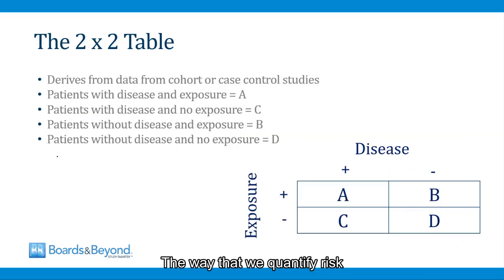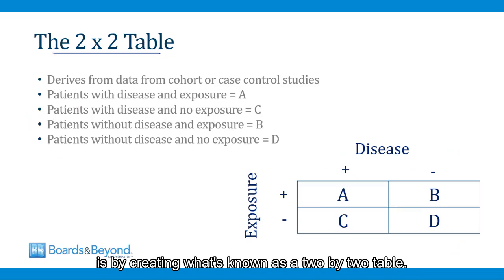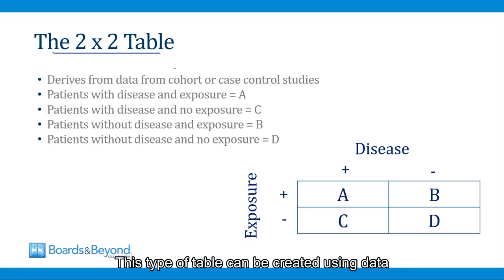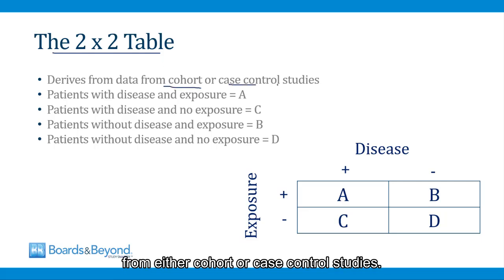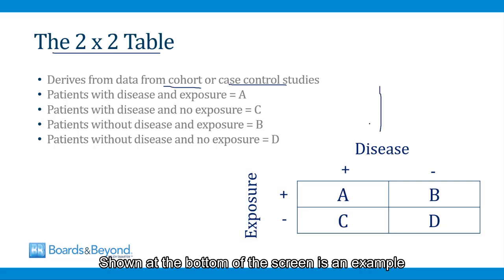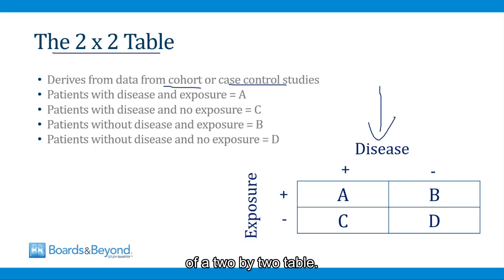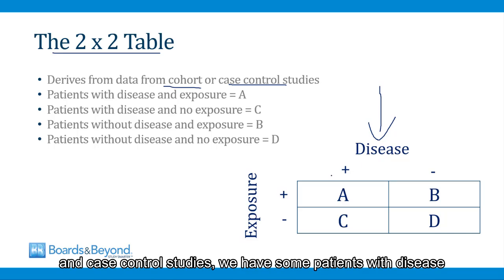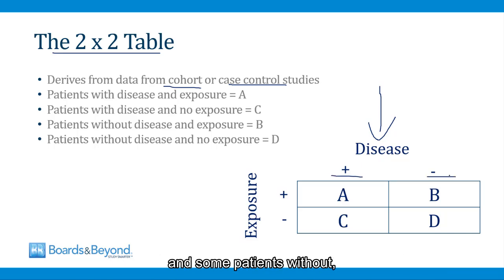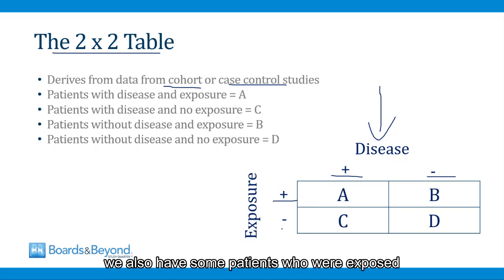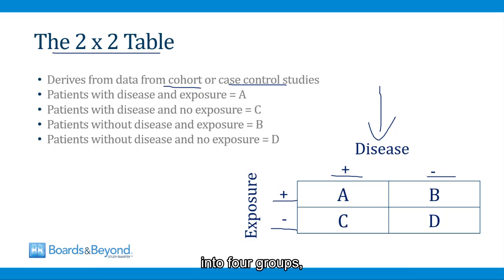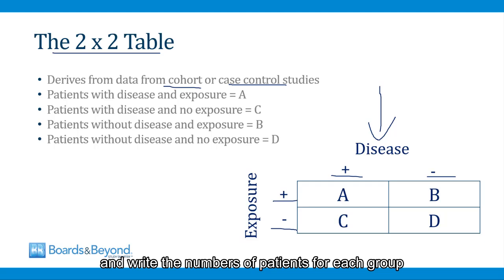The way that we quantify risk using data from epidemiology studies is by creating what's known as a 2x2 table. This type of table can be created using data from either cohort or case control studies. Shown at the bottom of the screen is an example of a 2x2 table. So in epidemiology studies like cohort and case control studies, we have some patients with disease and some patients without. We also have some patients who were exposed and some patients who were not exposed. And so you can divide the patients from the study into 4 groups and write the numbers of patients for each group in one of the quadrants on the 2x2 table.